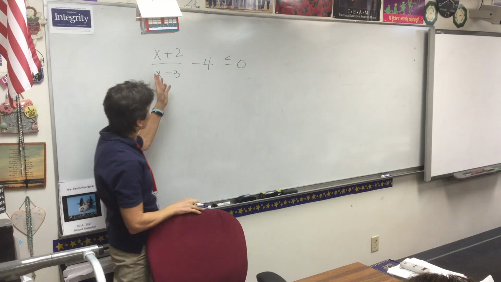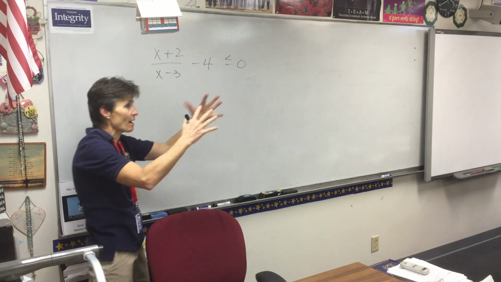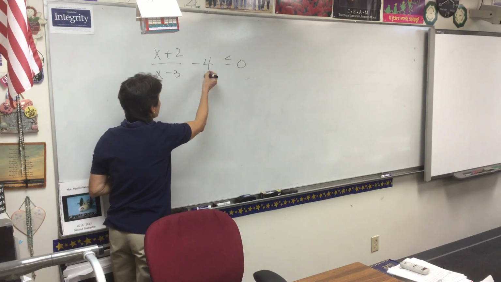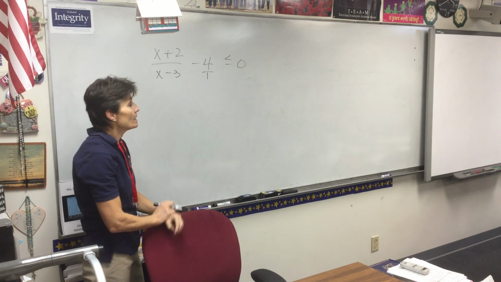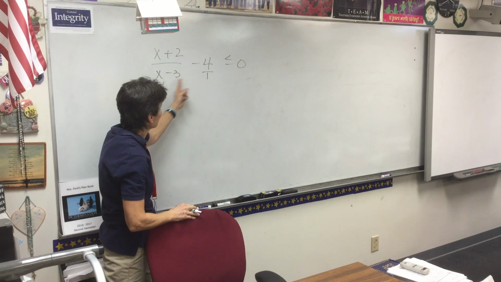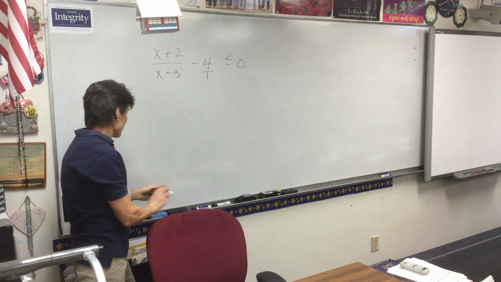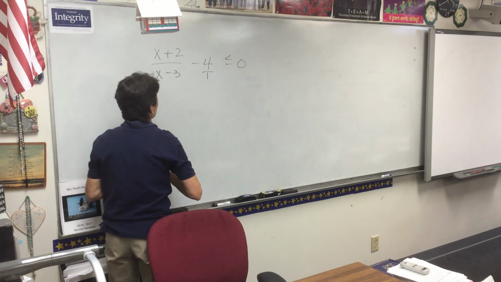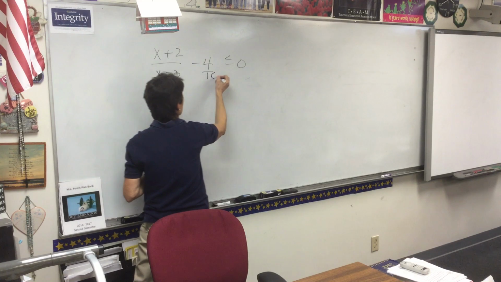But unfortunately, I've got a 2-part problem here now, and I need to make that 1. So I am going to actually get a common denominator. So instead of having 2 fractions, I'm only going to have 1. So what will my common denominator be? X minus 3.